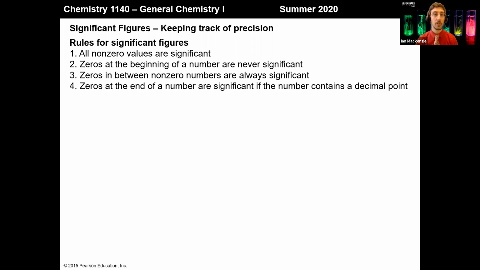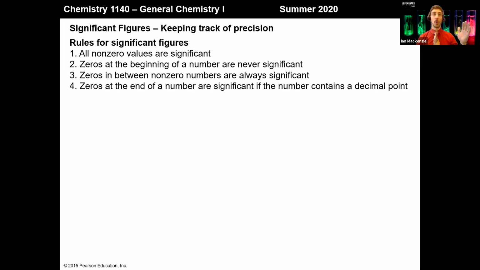So there are some rules for significant figures. First, all non-zero values are significant. So that's very straightforward. Any number that's in any reported measurement that has a non-zero value, that non-zero value is significant. Zeros at the beginning of a number, at the very beginning of a number, so if we have 0.00005, all those zeros at the beginning of the number are never significant.